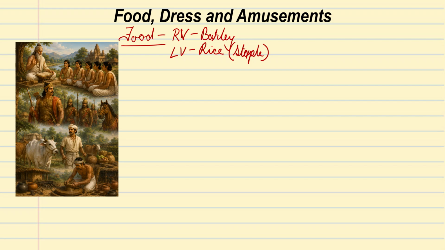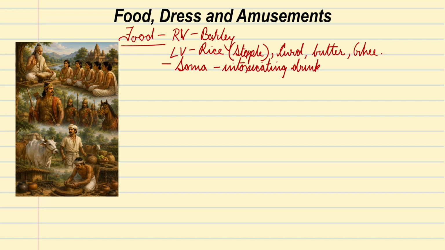Cows were domesticated, so there was existence of curd, butter, and also ghee. All these things were commonly consumed. There was an intoxicating drink called soma. Soma was an intoxicating drink and was consumed during festivals. So during the festivals, people used to consume soma.